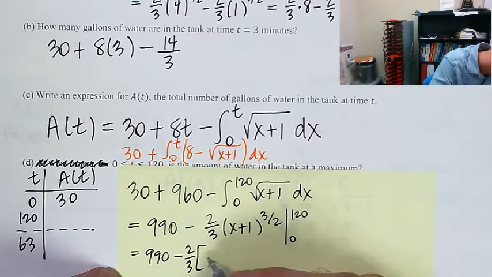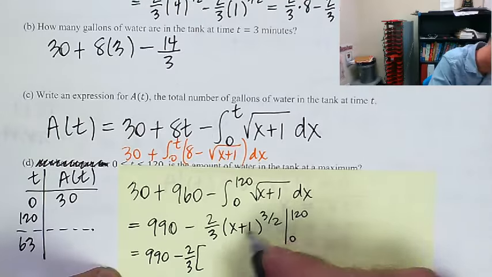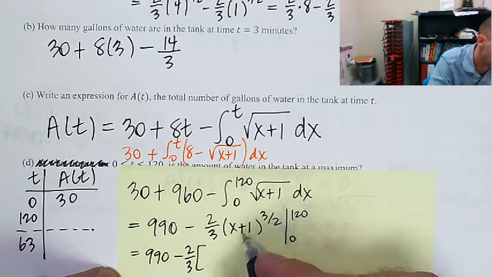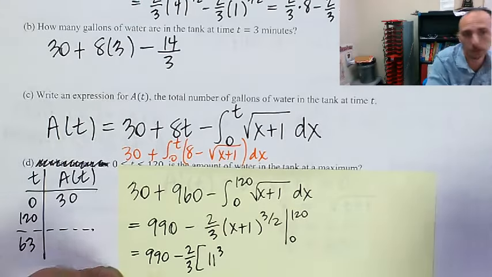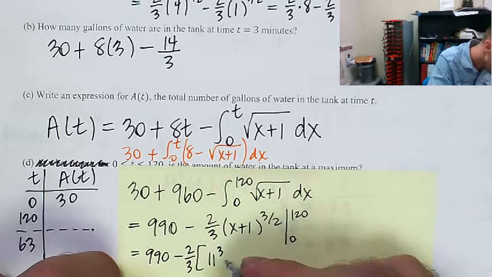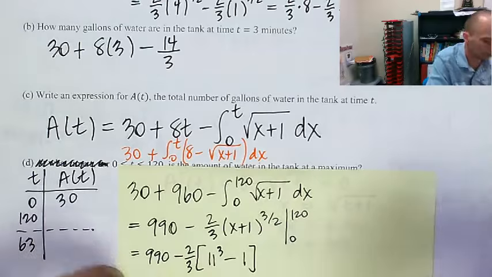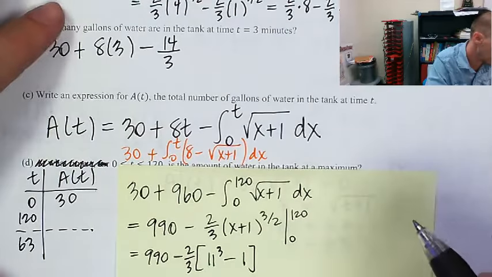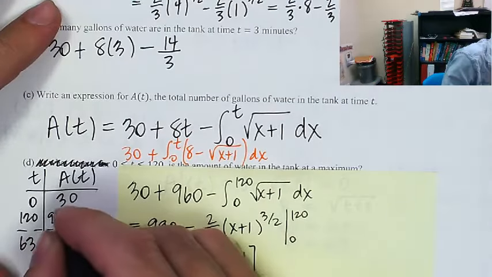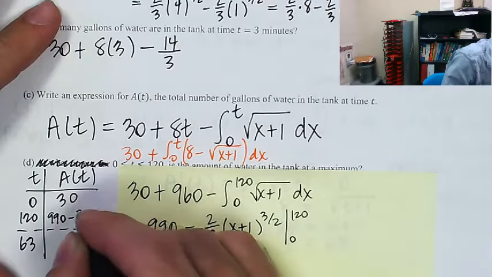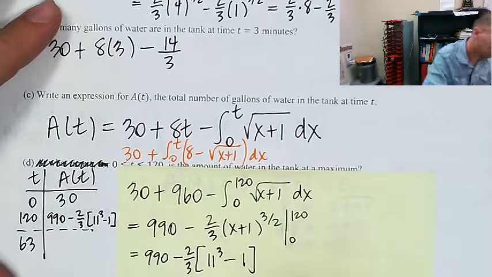So 990 minus 2/3 of 121 to the 3/2. I take the square root of 121, I get 11. You cube 11, I don't know what happens, but I'm committed to not using a calculator. Minus 0 plus 1 is 1 to the 3/2, which is 1. That's the amount at 120. So 990 minus 2/3 of 11 cubed minus 1.